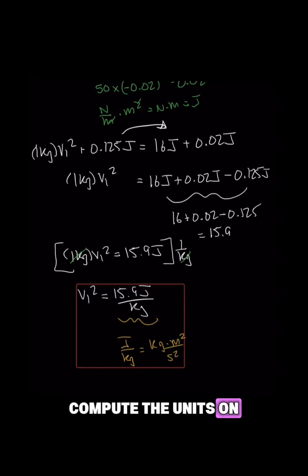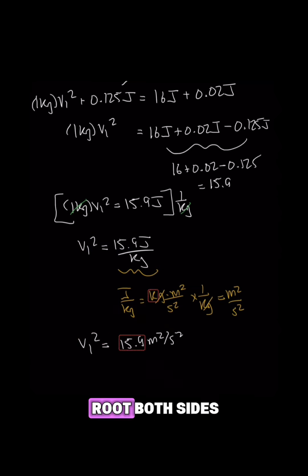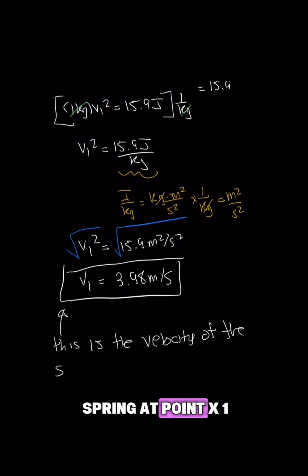We compute the units on the right-hand side. We are left with meters squared per second squared, which makes sense. And we square root both sides and get the final answer for the velocity. So this is going to be the velocity of the mass at point x1.